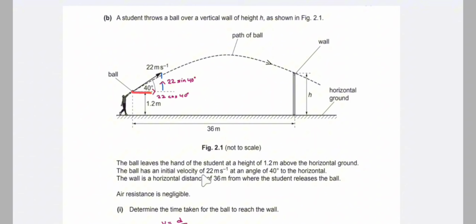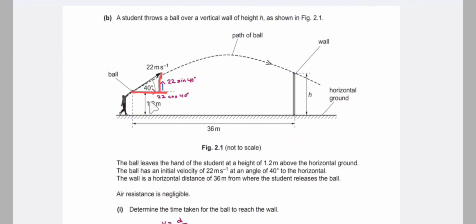Then the ball has an initial velocity of 22 meter per second at an angle of 40 degree to the horizontal. Since we have been given the value of velocity, we can find the horizontal and the vertical component of the velocity.